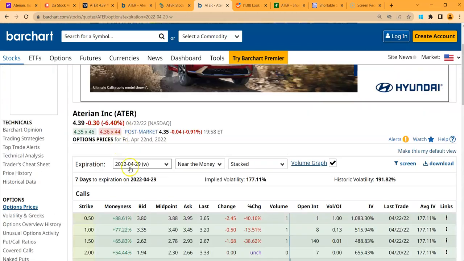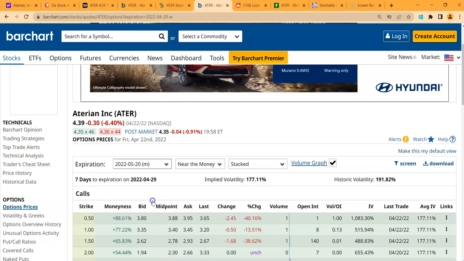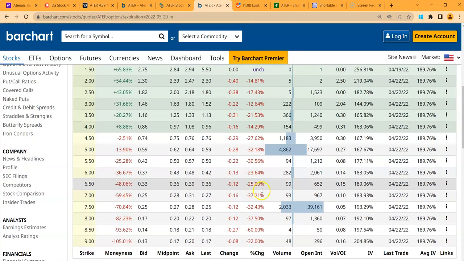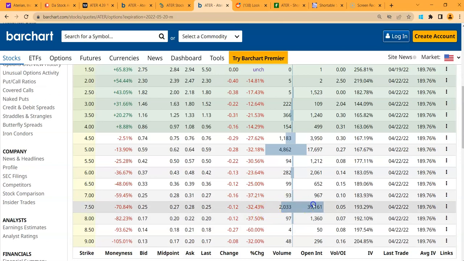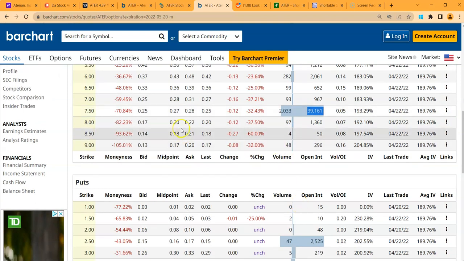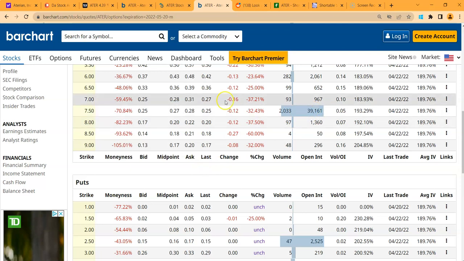But what is more interesting, when you look at the monthly expiration, which is the 20th of May, I found some nice big concentration here, around 7.5, 39,000 call options, right? So I don't know, but just $25 call options, and there is still open interest, right? Not traded yet. So this is how it is looking.